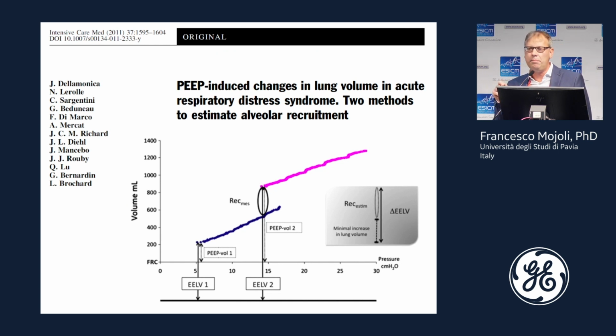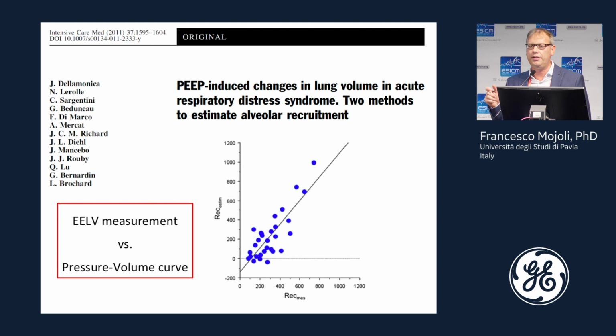PEEP-induced lung recruitment can be assessed by performing several inspiratory pressure volume curves at different PEEP levels, or as an alternative by measuring the end expiratory lung volume with the wash-in, wash-out technique. The two methods provide consistent results, but if you can measure end expiratory lung volume at the bedside, you don't need a PEEP release maneuver to assess recruitment. And this is a clear advantage because it's not always safe and feasible in ARDS patients to remove PEEP.